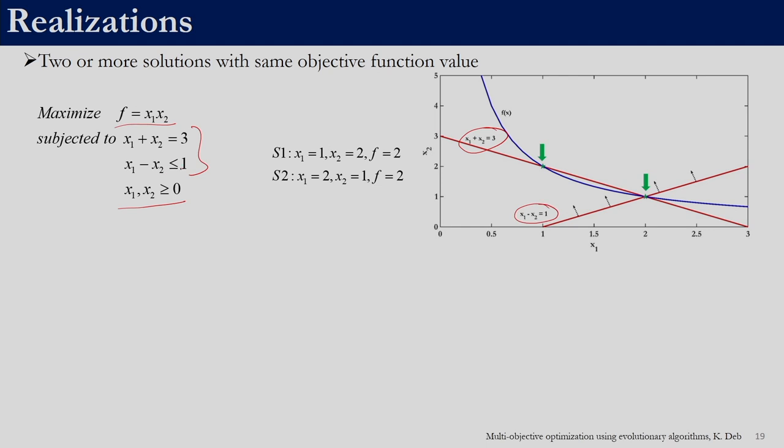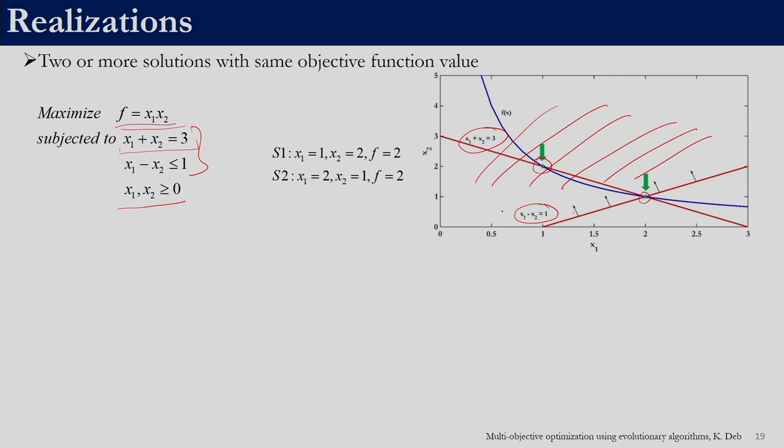Since this is a less than or equal to 1 constraint, this is the feasible region as indicated by these dotted arrows, right? And the feasible region is also this line, x1 plus x2 equal to 3, because only the points lying on this straight line satisfy this constraint, right? So the intersection point of these two constraints is over here, and this entire region is feasible because it has x1 minus x2 less than or equal to 1.